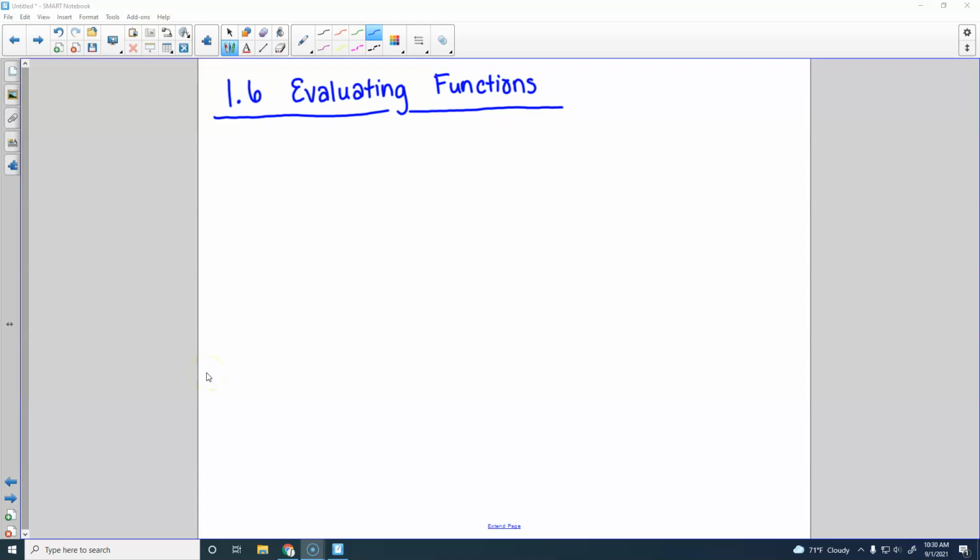Okay, so for evaluating functions, I'm going to show you two different types of notation that you're going to see.